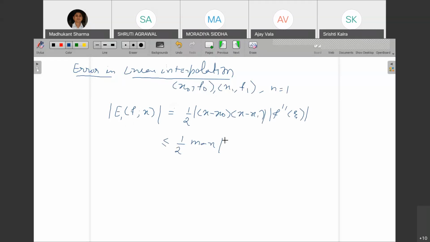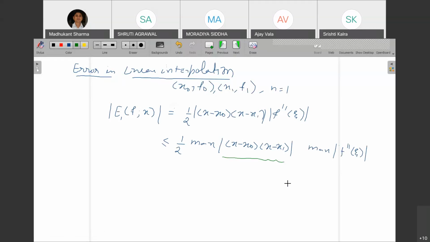So the maximum over the mod of x minus x naught into x minus x1 times the maximum of the second derivative at z, where z is some point again in x naught to x1. I'm not mentioning the interval here, you can fix that. So now what we wish to do is find the maximum of this.